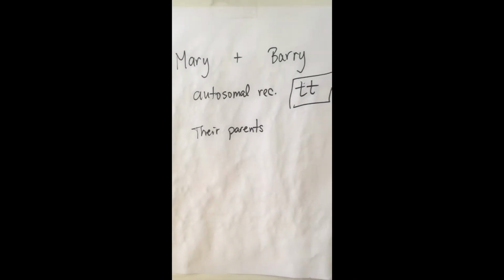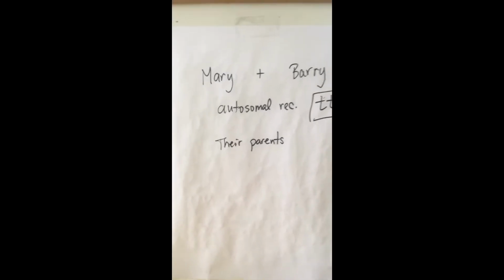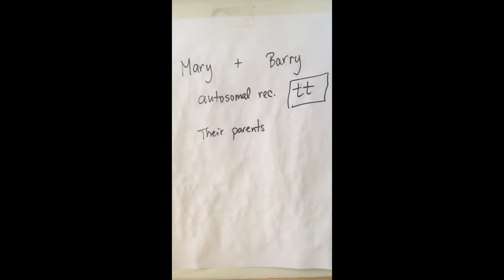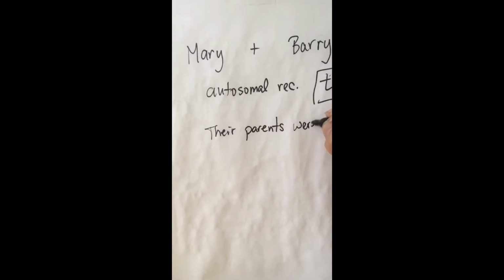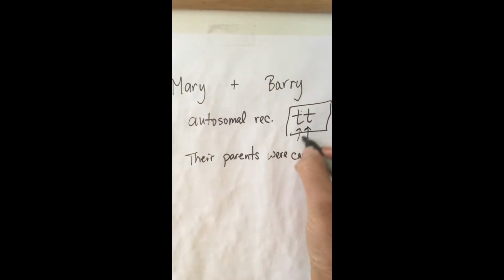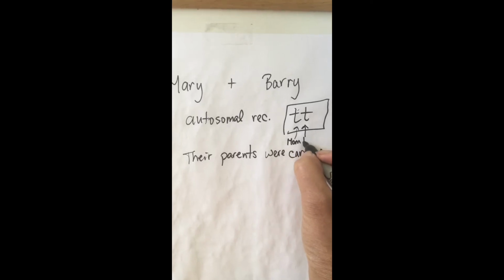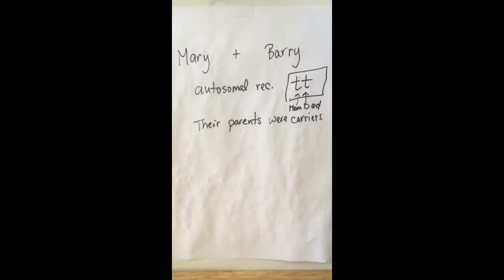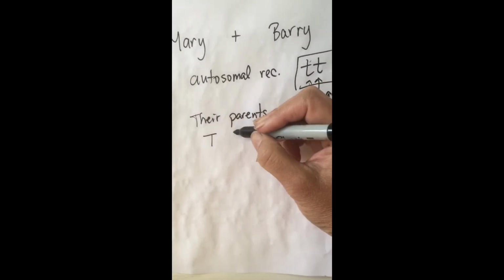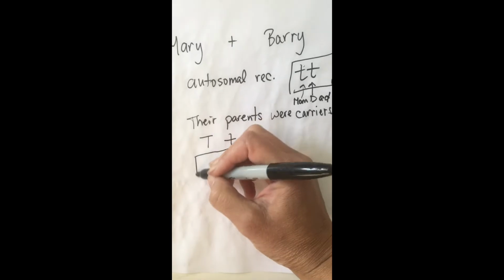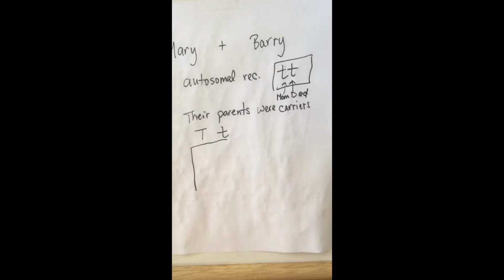So what you know by the fact that they have siblings that have thalassemia is that their parents had to be carriers. Because again, in order to have the disorder, you have to have two recessive alleles, and one of those came from mom. The other one came from dad. Sorry, this is very difficult to write like this. So here are their parents, Tt.